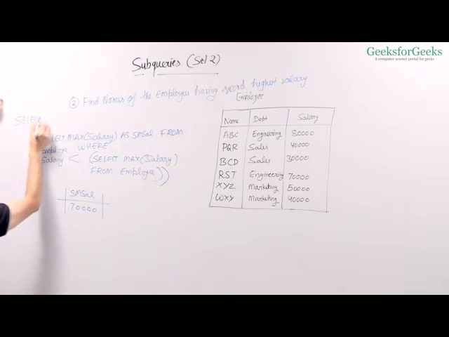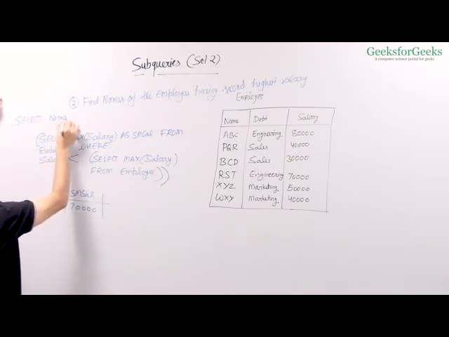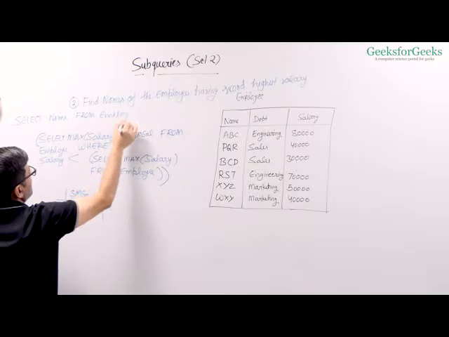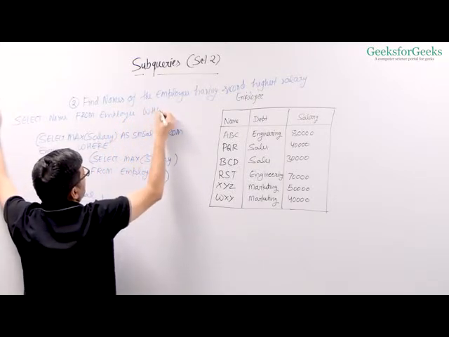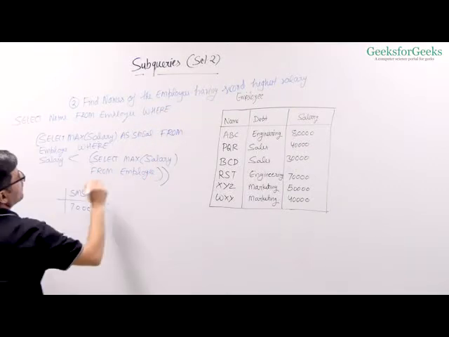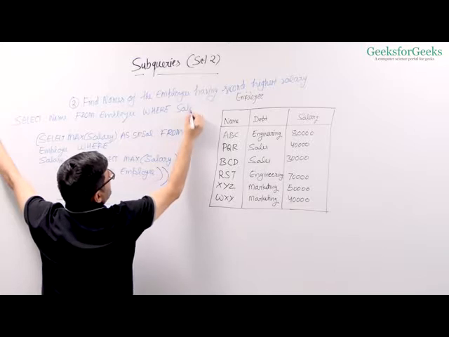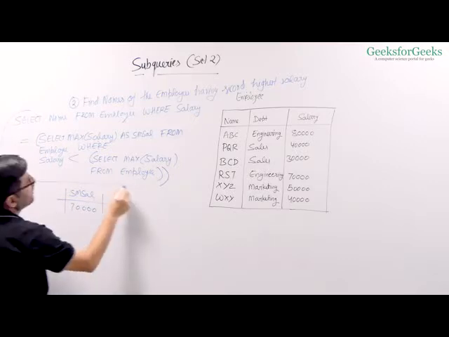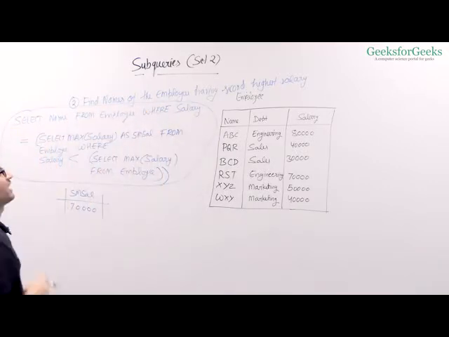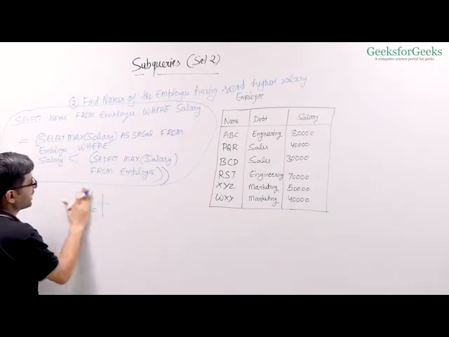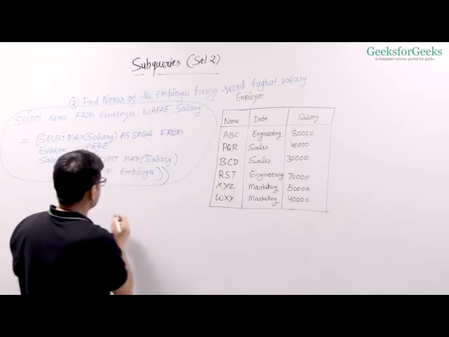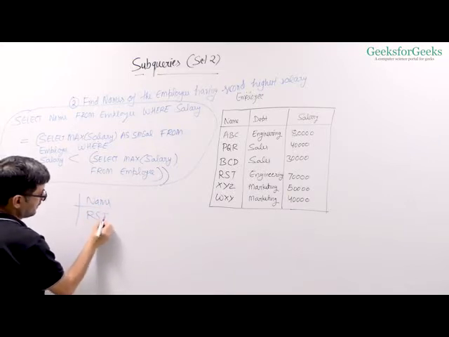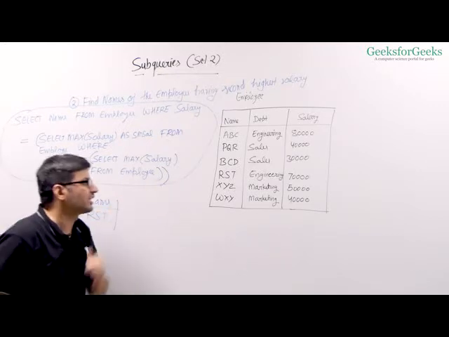Select name from employee where salary is equal to this salary. So that's our query to find the names of the employees who have the second highest salary. In this case, it will print the output as RST. Name, RST. This will be our output because this person has the second highest salary in this table.